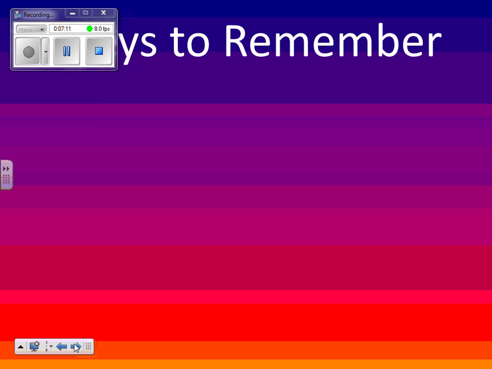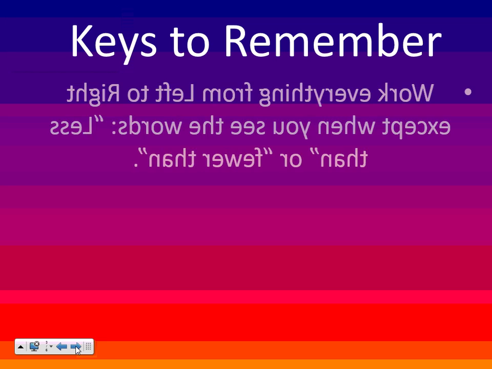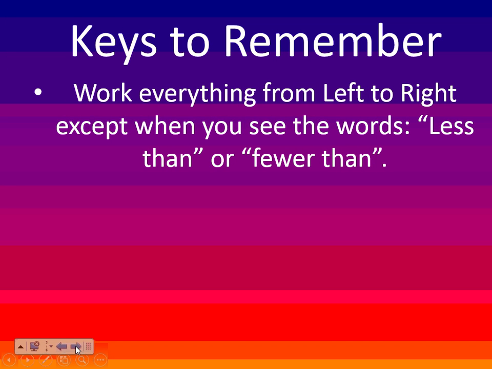So there are a couple keys to remember. The first one we've talked about, but I just want you to get it down in your notes. It says, work everything from left to right, except for when you see the words less than or fewer than. Okay, and again, why didn't I include greater than or more than? Because you can do it either way, okay? But you have to go the correct way when you see the words less than or fewer than, which would be from right to left.